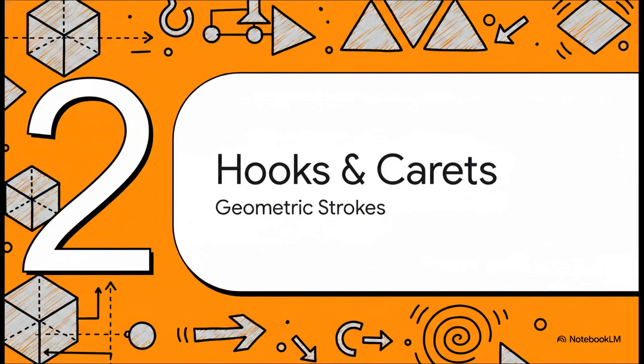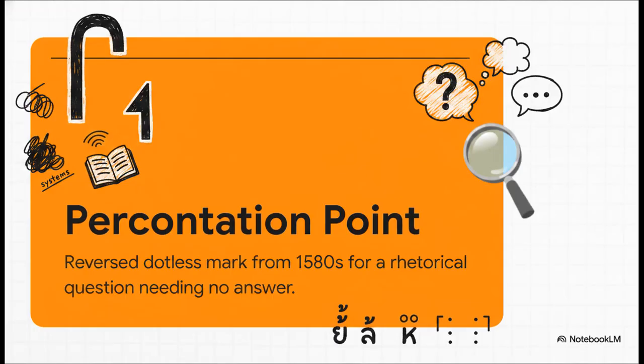Moving right along to Section 2, hooks, wedges, and carets. We're deconstructing simple geometric strokes. Let's take that exact same logic of digital context and apply it to static visual shapes. Picture a left-facing hook, a vertical line with a little arc curving off the top. Depending on the system you're using, this single stroke does drastically different jobs.